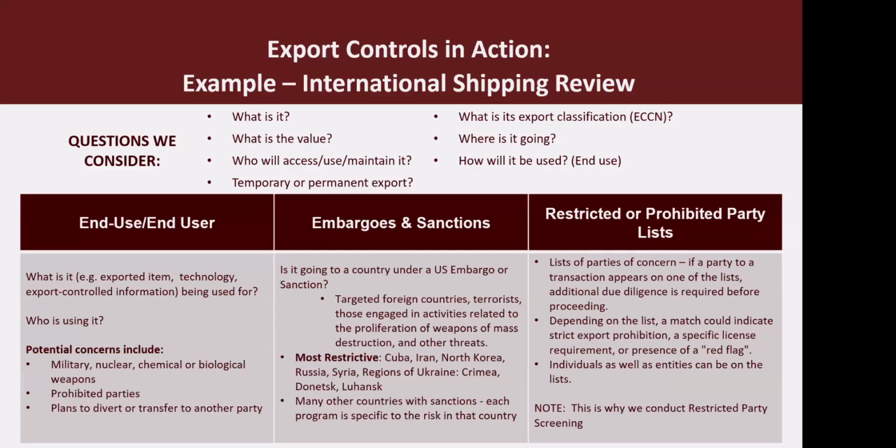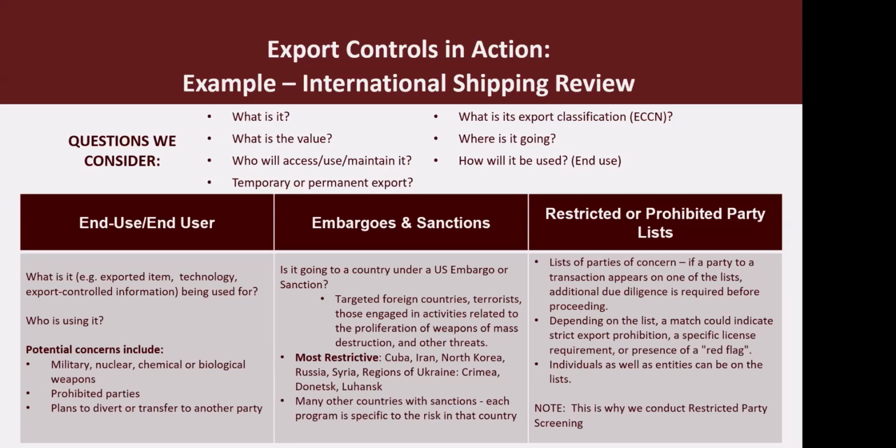All right, and so this is my last slide in the export controls section. I just wanted to give you an example of something that we do so you can see how an export control review happens and what's required in it. So if someone wants to ship something outside of the US, there are some things that we have to consider. What is it? What is its value? Who's going to access it? Who's going to use it? Who's going to maintain it or maintain custody of it? Is it a temporary export or is it coming back to the US?